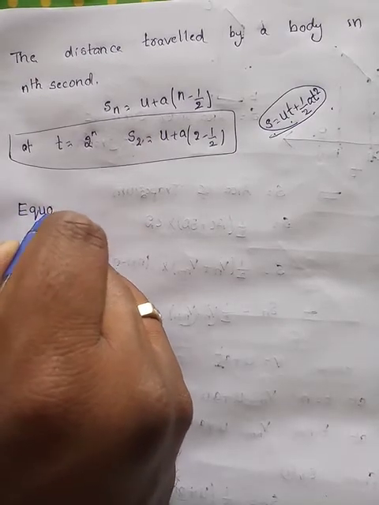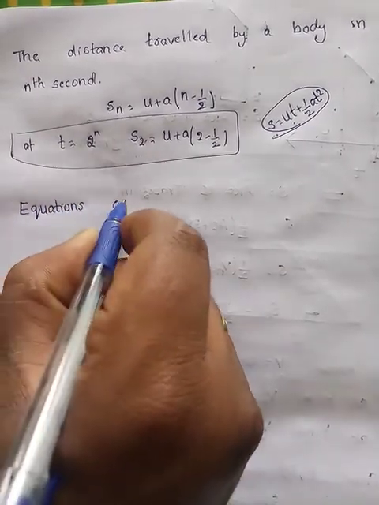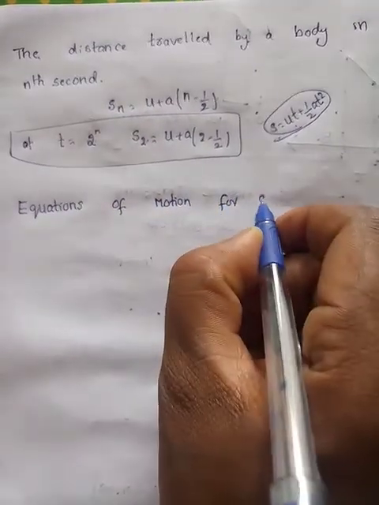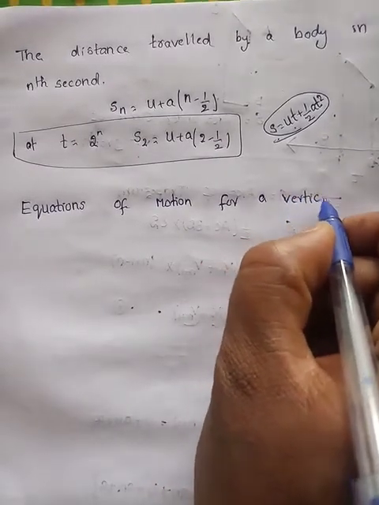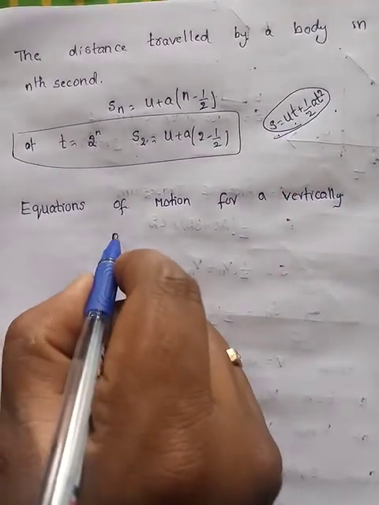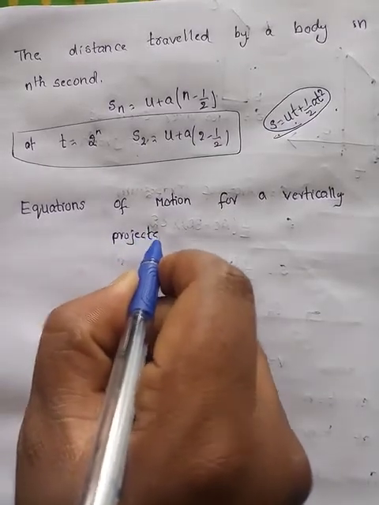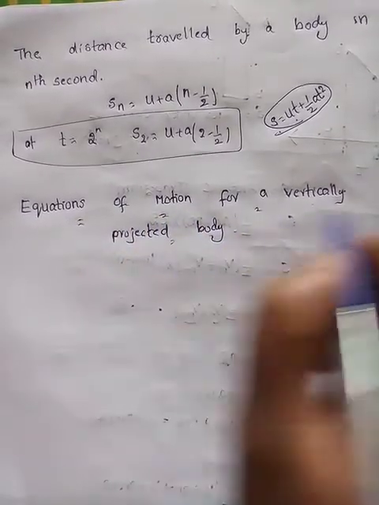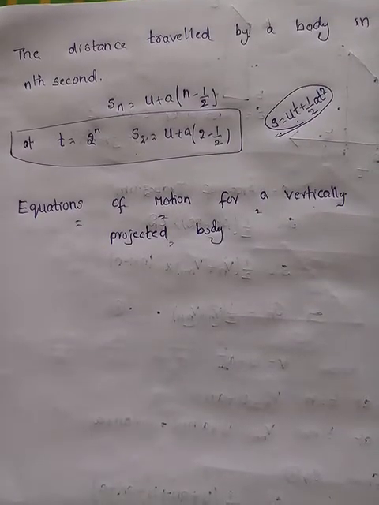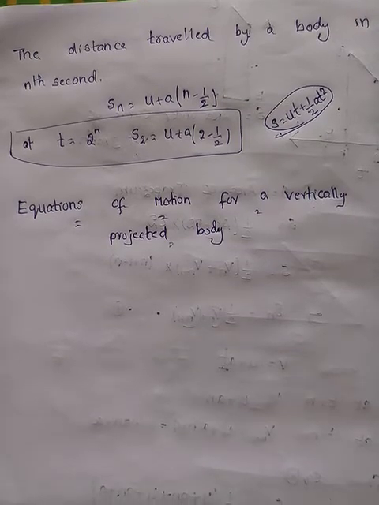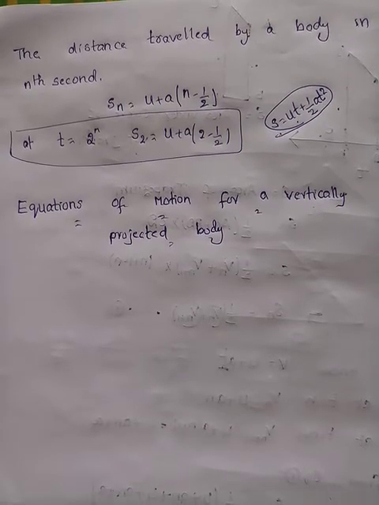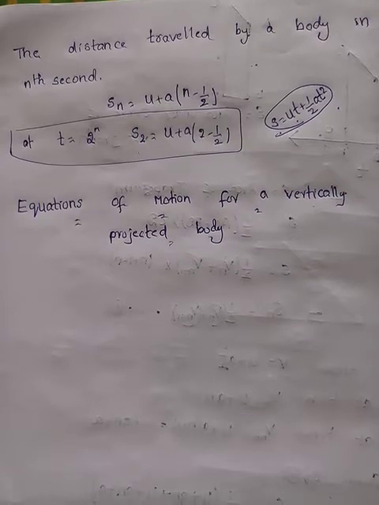Now, equations of motion for a vertically projected body. Simple. You only take an example. So let us take a ball. You project the ball, means you are throwing a ball upwards.